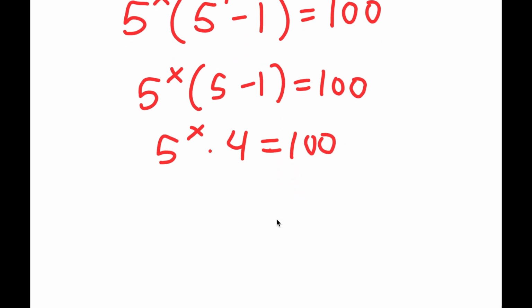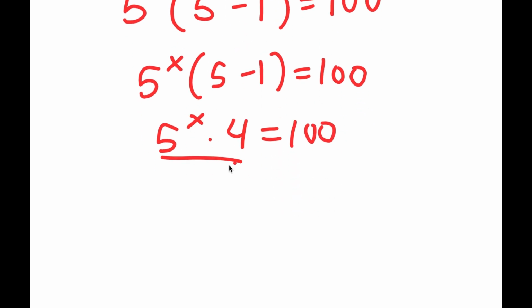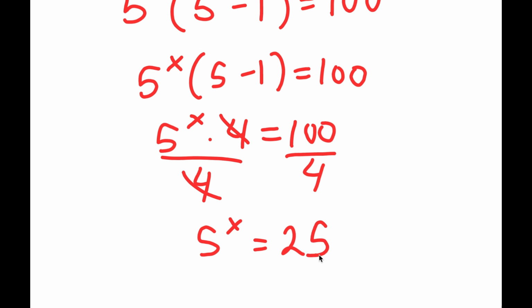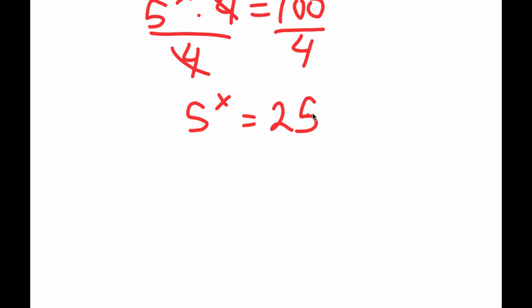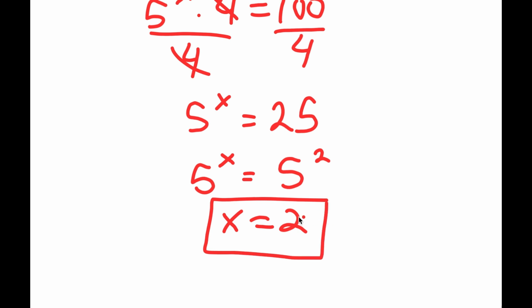Now we want to isolate 5 to the power of x, so I'm going to divide both sides by 4. So I have 5 to the power of x is equal to 25. And 25, this is the same thing as 5 squared. So I have 5 to the power of x is equal to 5 squared, meaning x is equal to 2.